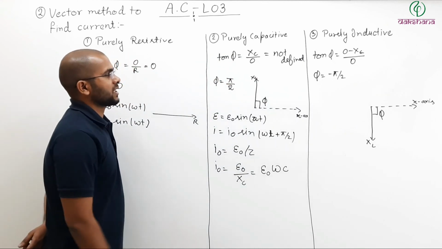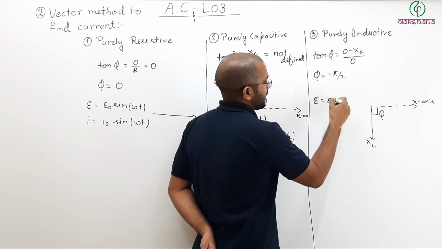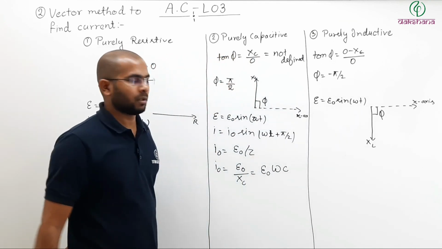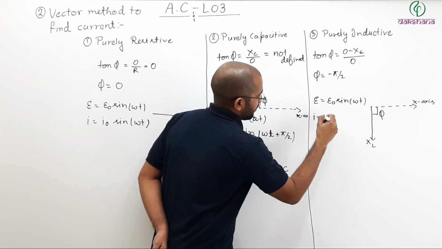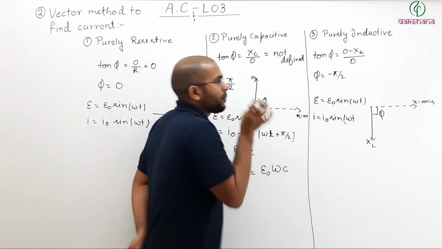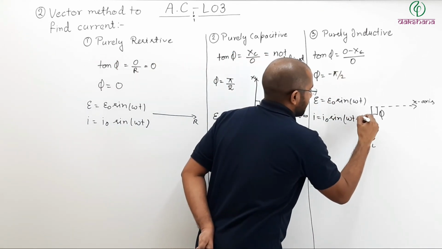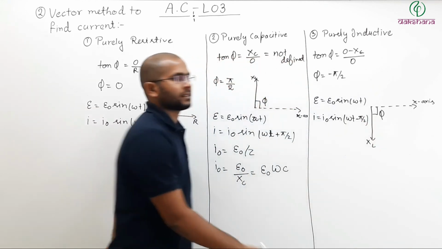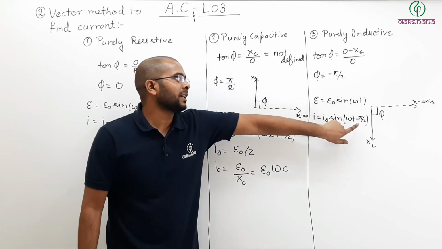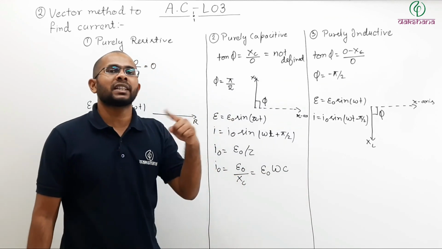So if phi is minus pi by 2, how will you write the equations? If EMF is given as E naught sine omega t, then how will the current be written? Current will be written as I naught sine of omega t plus phi. And what is the value of phi here? Minus pi by 2. So as you can see, current lags the EMF by pi by 2, which is the same equation which we had obtained using the mathematical form.